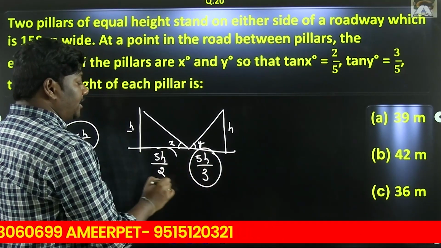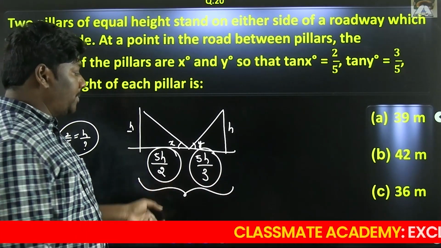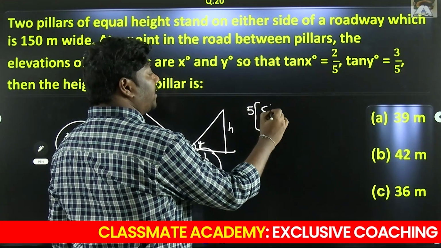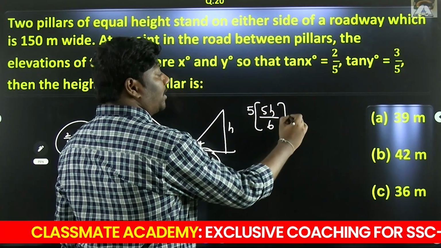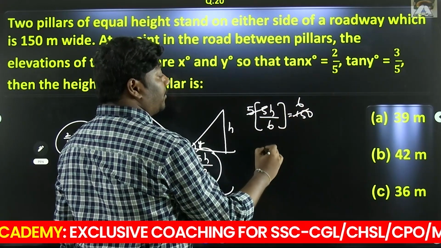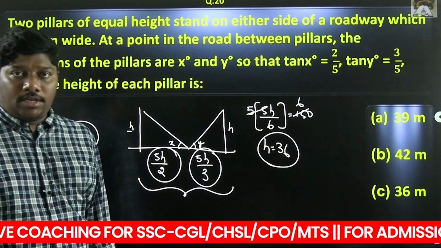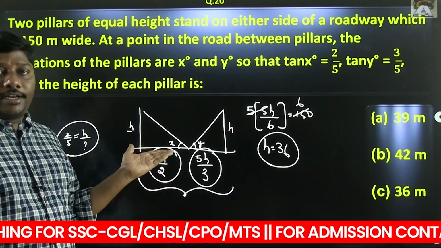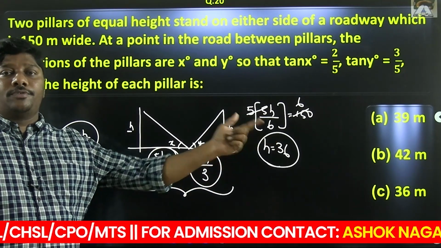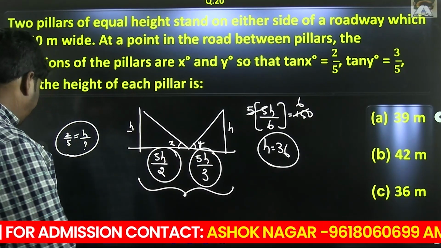So this total distance is nothing but 150. 5h by 2 plus 5h by 3. 5 you take common. h by 2 plus h by 3 is 5h by 6 equals 150. Therefore h equals how much? 36. So here it is simple. Use the tan theta formula. You will get 5h by 2, 5h by 3. Add both of them equals 150. h equals 36.